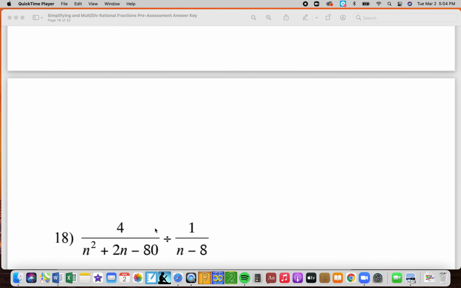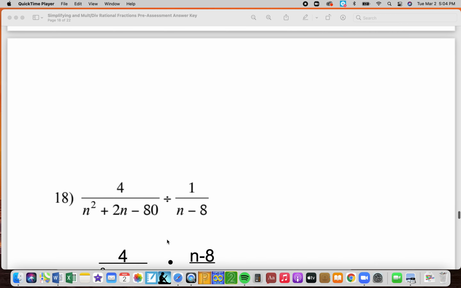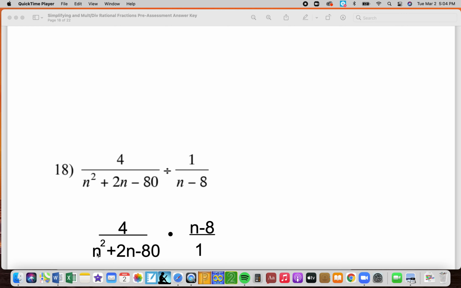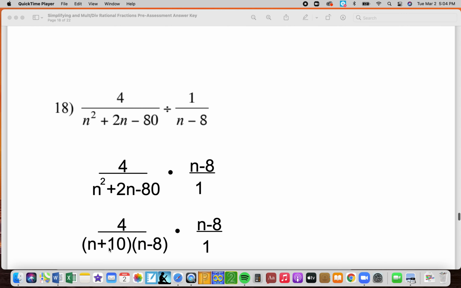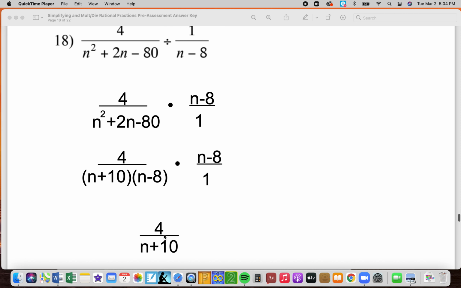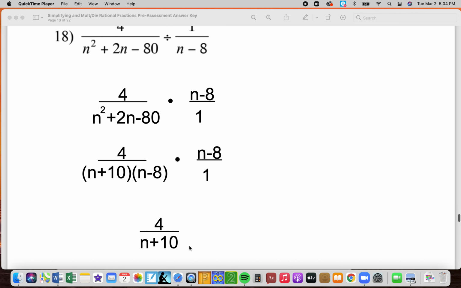Number 18, we again want to switch from division to multiplication by flipping the right side. And now we're going to factor the lower left-hand side. We're going to use a times c. Factors of 80 when subtracted equal 2. Signs are different. Bigger is positive. And that gives us n plus 10, n minus 8. The n minus 8s will cancel. And that leaves us with 4 over n plus 10.